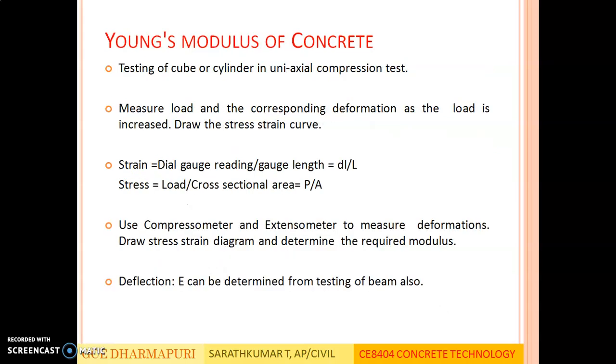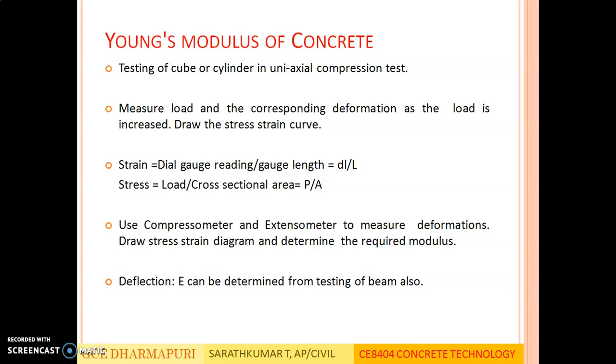Apart from this, Young's modulus of concrete is calculated in a number of ways. Here, a few ways are shown. Testing a cube or cylinder in a uniaxial compression test. Measure load and the corresponding deformation. As the load is increased, draw the stress strain curve.